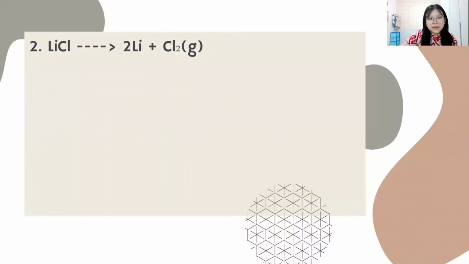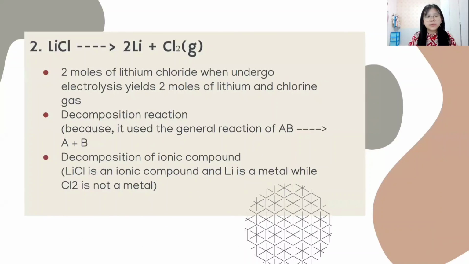The next question, we can read this as 2 moles of lithium chloride when undergo electrolysis yields 2 moles of lithium and chlorine gas. This chemical equation is a decomposition reaction because it uses the general reaction of AB yields A and B. This chemical equation is also the decomposition of ionic compound because lithium chloride is an ionic compound and lithium is metal while chlorine is not a metal.